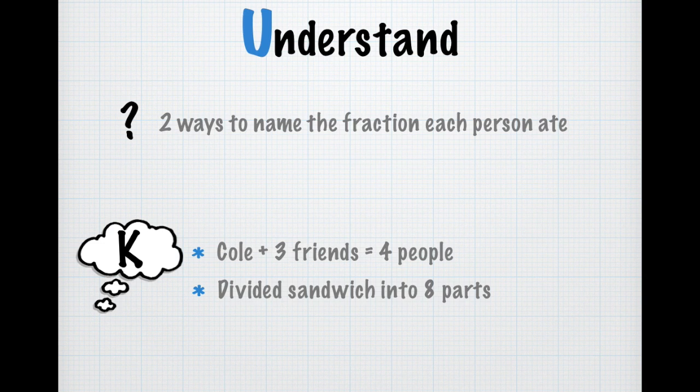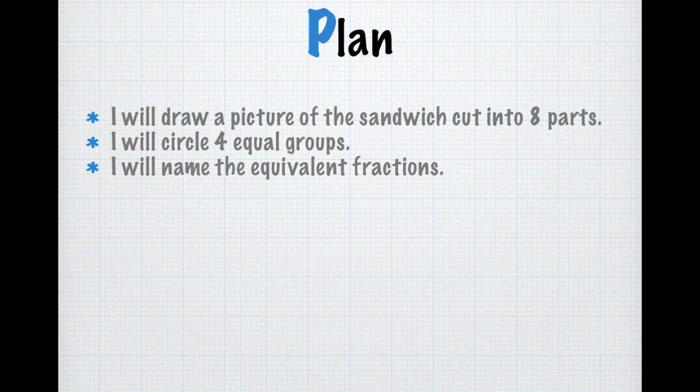My next step is to come up with a plan. I need to figure out what I'm going to do to solve the problem. So I'm going to draw a picture of the sandwich cut into 8 parts. And I will circle 4 equal groups since 4 people are eating the sandwich. And then I'll look at what I circled and what I cut, and I will use that to name the equivalent fractions.